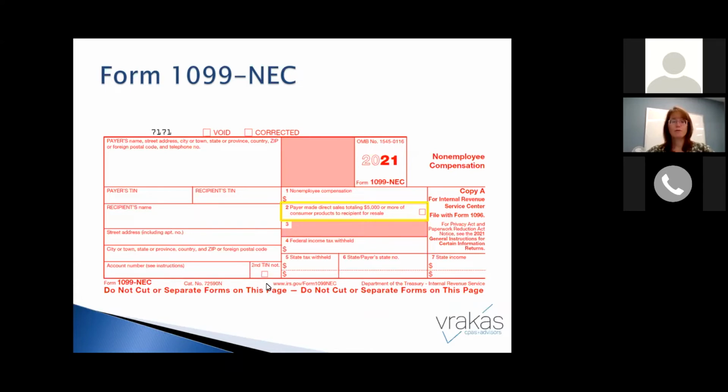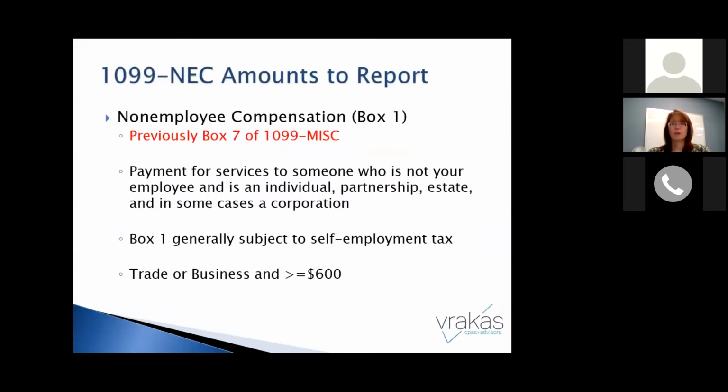They did also remove the box for the FATCA, and they have just the second TIN notification box, which we'll talk about in a minute. But then this box 2, payer made direct sales totaling $5,000 or more. Here again, they have the checkbox, like they do on the miscellaneous, so that you can then check the box and put a dollar amount in box 1 as necessary. Otherwise, they did not change any of the other boxes for 2021.